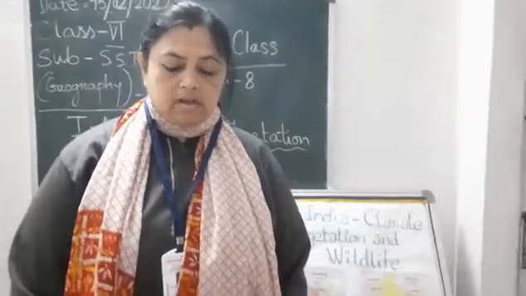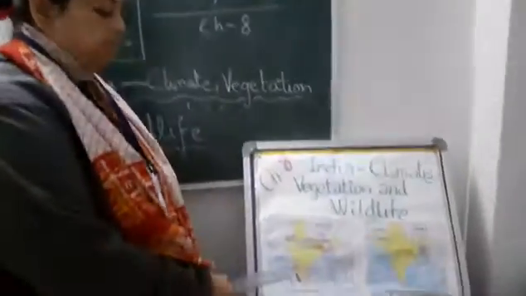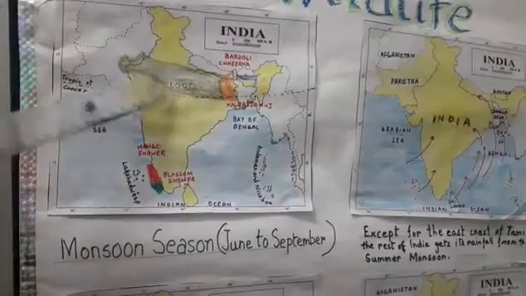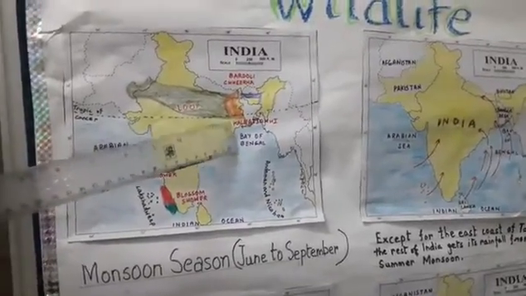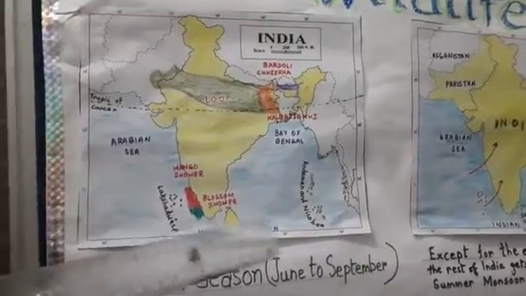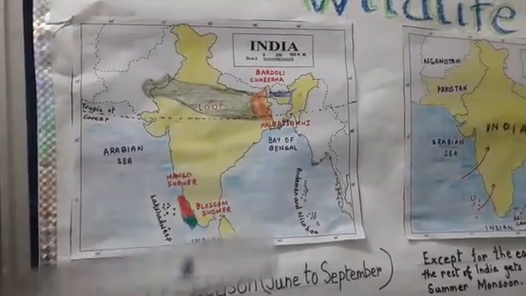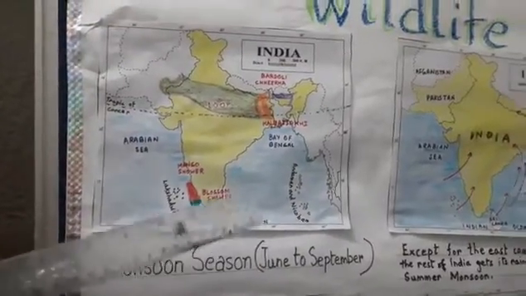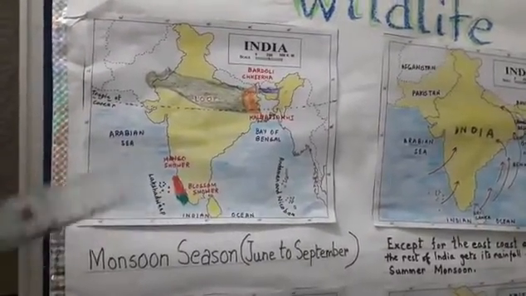Now again look at this map also. Over here you will find the monsoon season. See this summer loo, it blows over here. We were talking about loo, it blows over here. And this is what you will find. This is the monsoon season, June to September, in our picture of India.